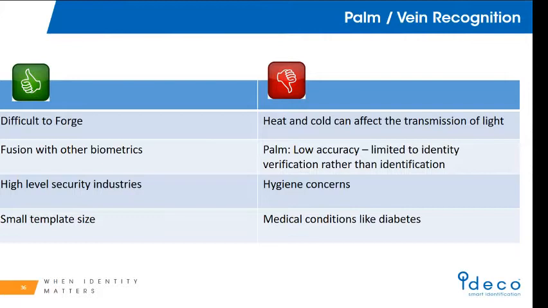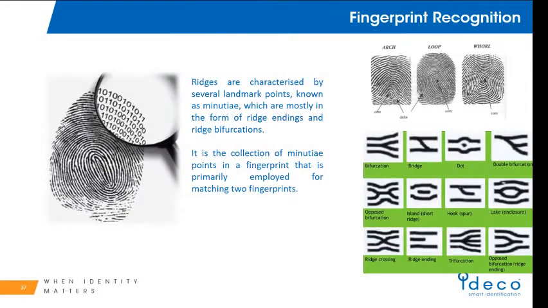It's high-level security. The negative, obviously, is that it is affected by cold and heat, which can affect the transmission of light. There are often hygiene concerns, and I've seen situations where certain medical conditions can actually affect the recognition from a blood perspective or from a vascular structure.